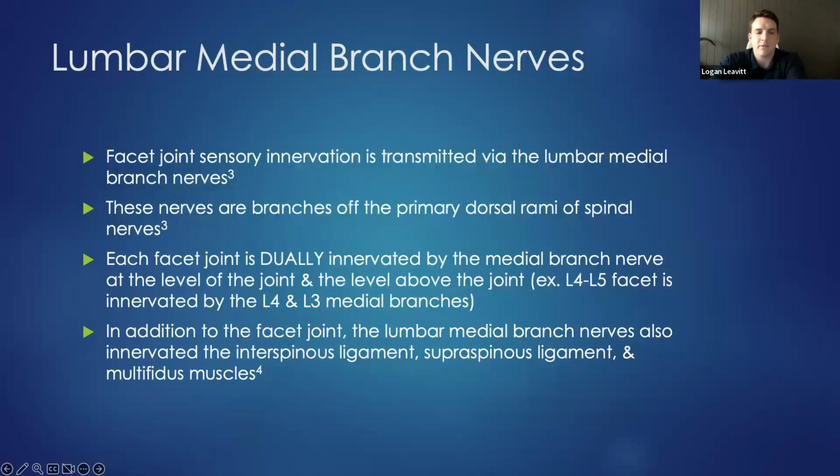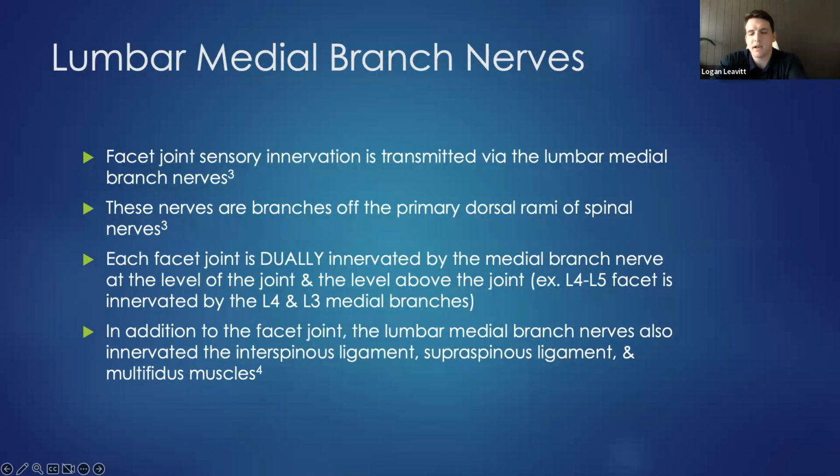So we talked about lumbar facet mediated back pain, and honing in on that are the lumbar medial branch nerves. The sensation from those facet joints is transmitted via these lumbar medial branch nerves. These nerves are branches off the primary dorsal rami of the spinal nerve. So you have the spinal nerve coming out of the vertebral canal, and then it breaks off into the dorsal rami and the ventral rami, and coming off the dorsal rami you have these medial branch nerves. I'll have a picture here in just a second, so you'll be able to see that. They go out and supply the facet joint.